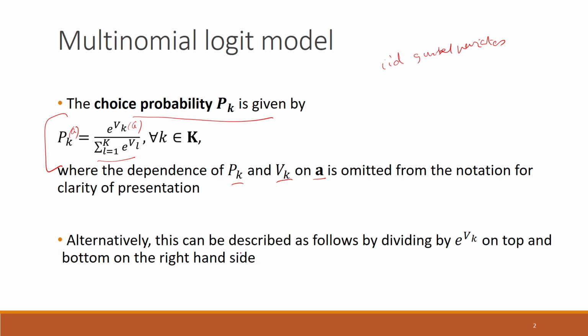Alternatively, this expression for the choice probability of the kth alternative can be described as follows if we divide by e to the power Vk on top and bottom on the right hand side. If we do that, this is the expression we get: 1 divided by 1 plus the summation for l not equal to k of e to the power Vl minus Vk. We will see why we are doing this, because this kind of expression is useful when there are only two alternatives.